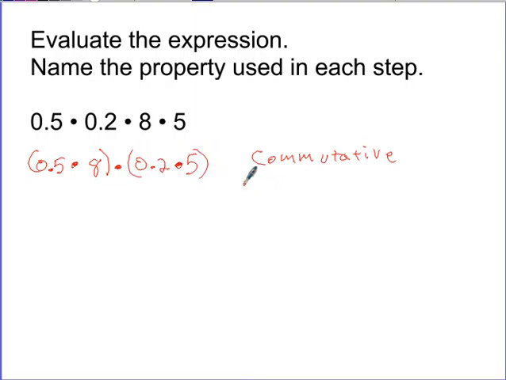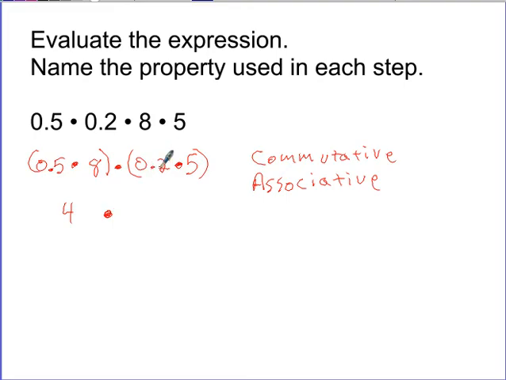What property is that? Keyword group. Commutative? We just did commutative, that was keyword order. Associative. Associative property. So I used two properties in one move here, that's okay. Now the reason I did that is because now I can do this all mentally. What is 0.5 or half? What is half of 8? 4, very simple.